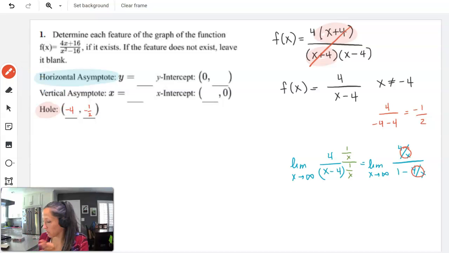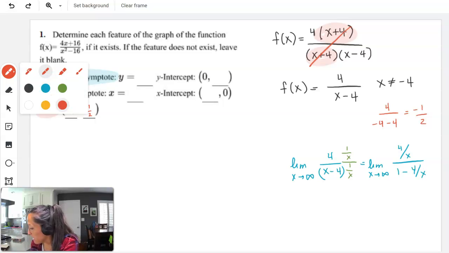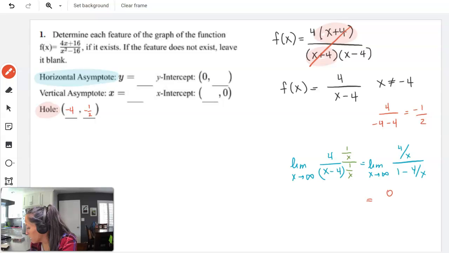We're not really writing that yet, but we can think about it in our head, and then we can say this is 0. Notice there's no x, so I've gotten rid of my limit notation, over 1 minus 0. 0 divided by 1 is just 0.